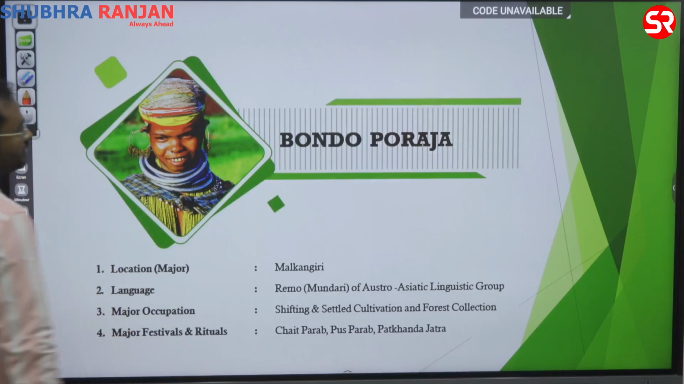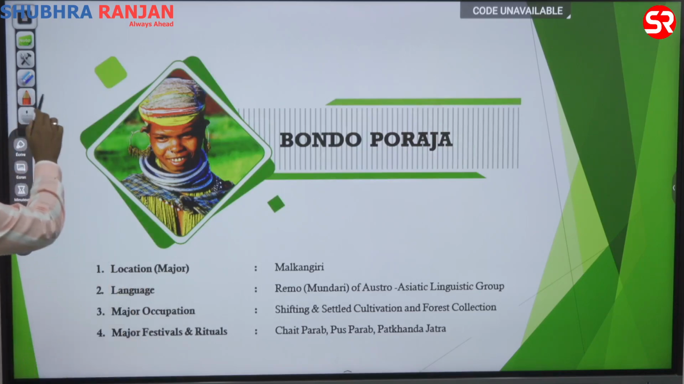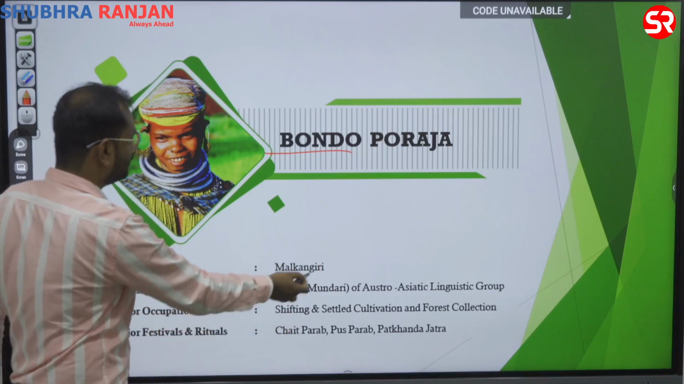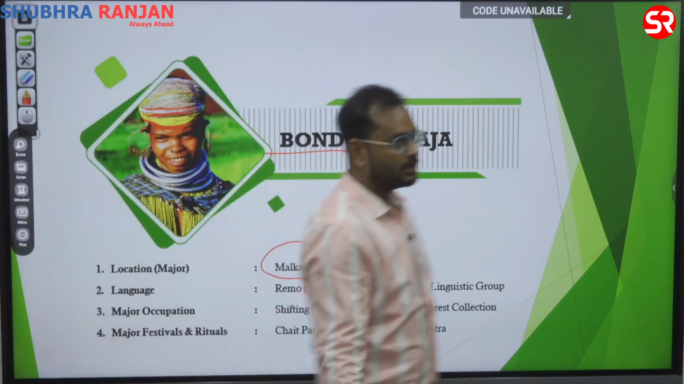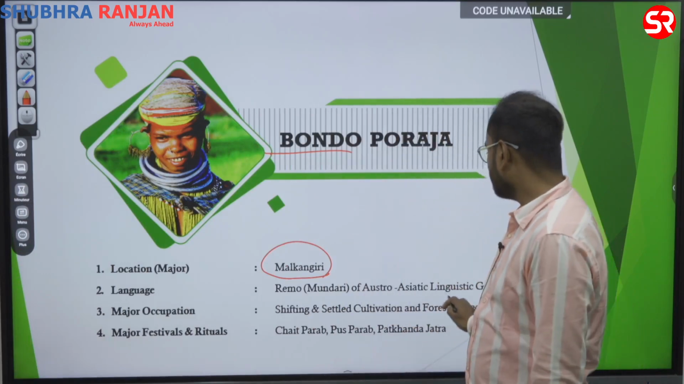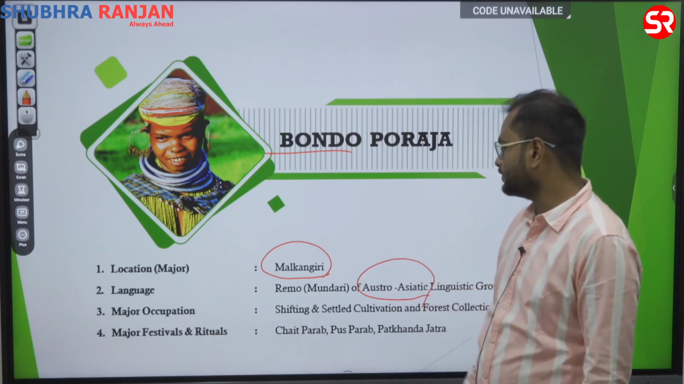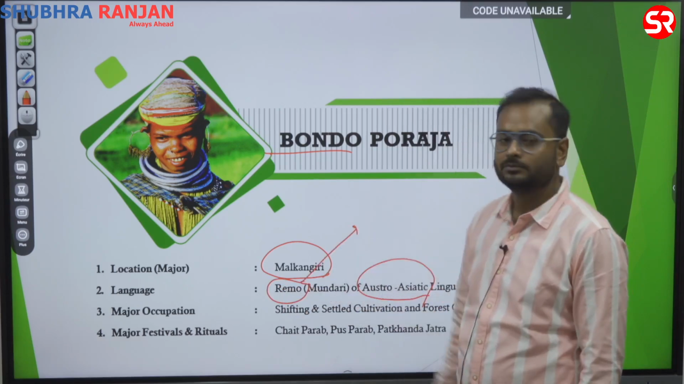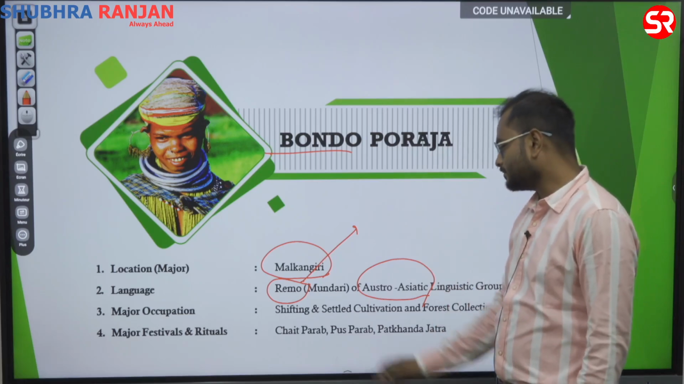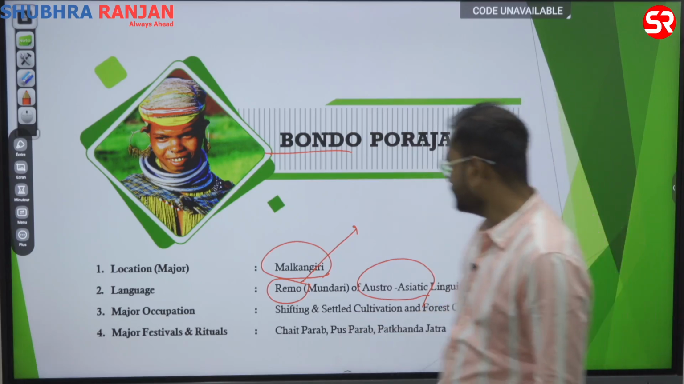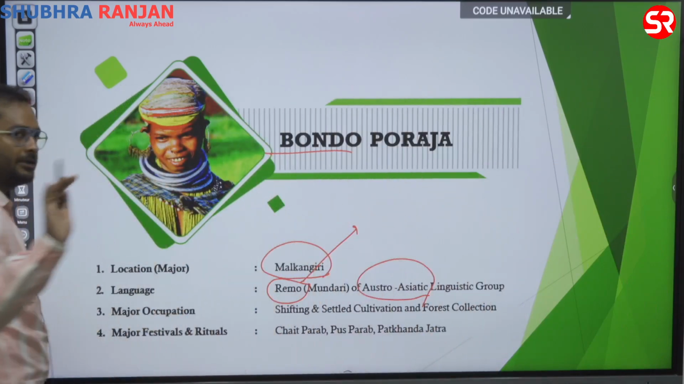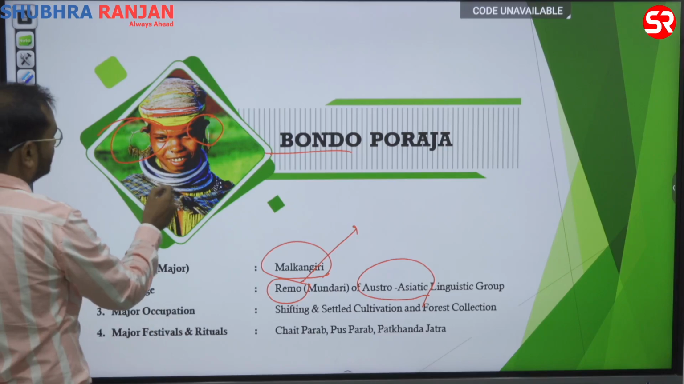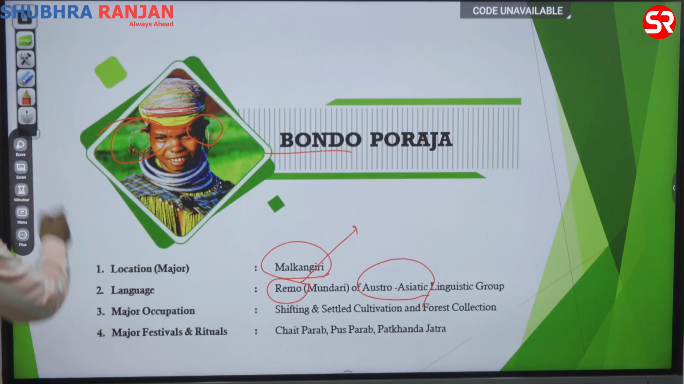The second one is Bondo Boraja. It is actually Bondo. It is primarily found in Malkangiri. What kind of language do they speak? They speak the Austro-Asiatic language, that is the Austric language. Their men are called Remos, you know, Remo. This is one typical characteristic. Their occupation and major festivals you can see. Their women are typically known for their attire. You can see these earrings. They also wear some kind of neck beads. This is one typical characteristic.